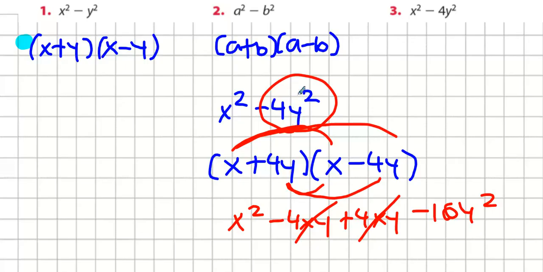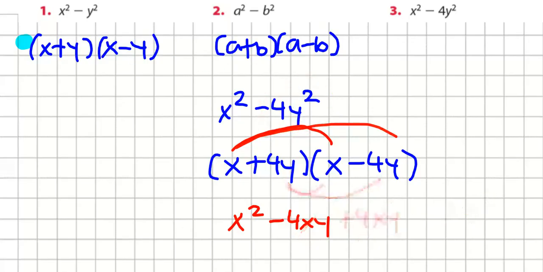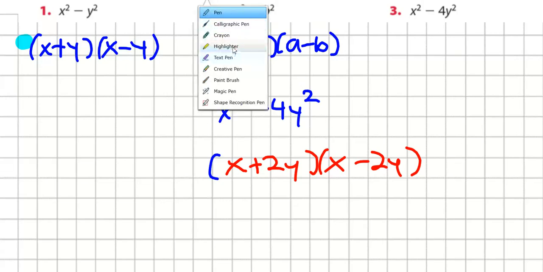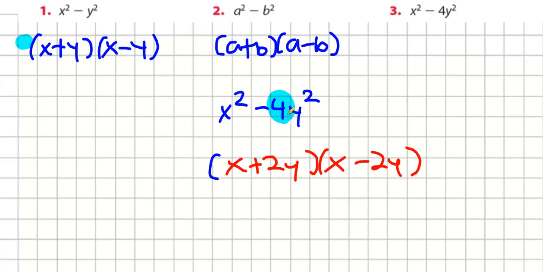Yes. Use 2 instead. Okay. Let's try that this way. x plus 2y and x minus 2y. And does that work? It does, if you're to multiply it back out. So why does it work? Here's what we do. We square root the 4. And what happens when you square root the 4? It turns into 2y. And then we just put the 2y in both parts.